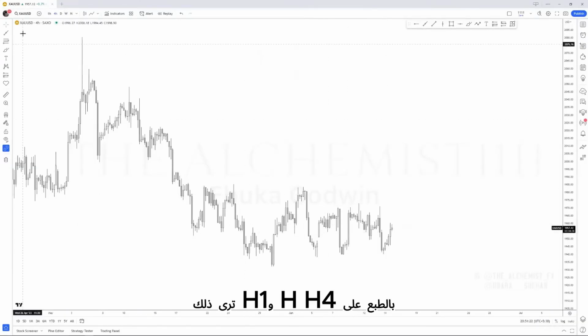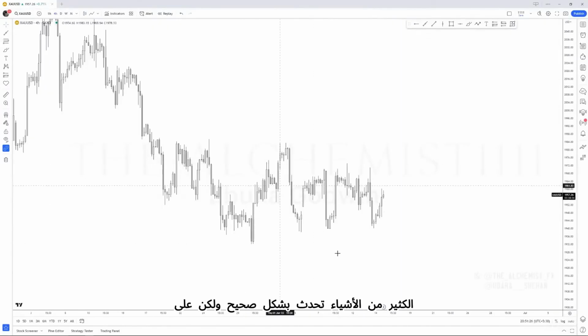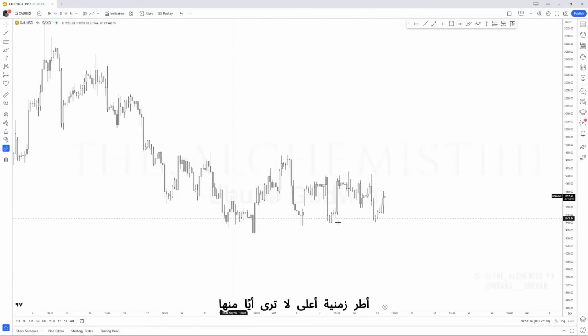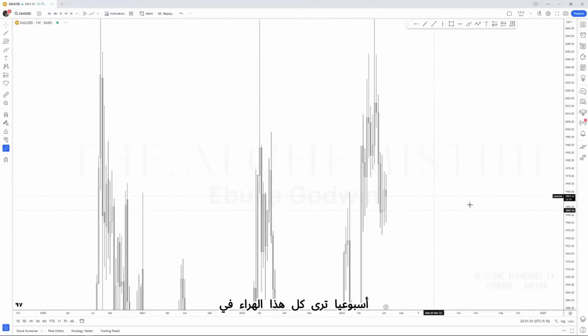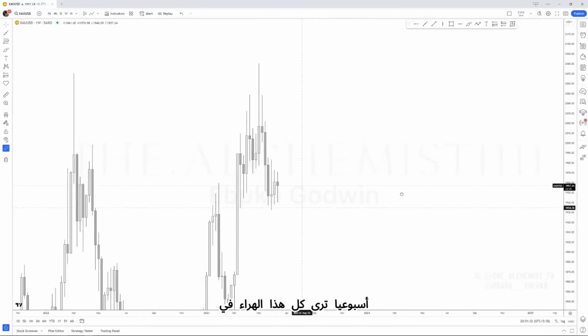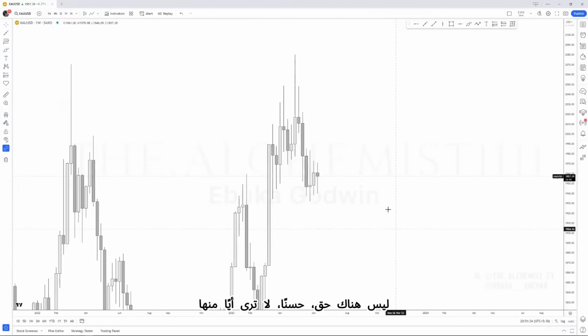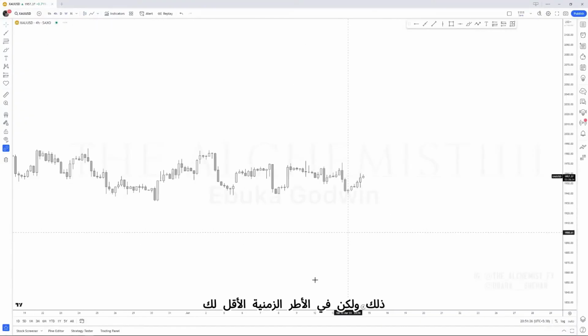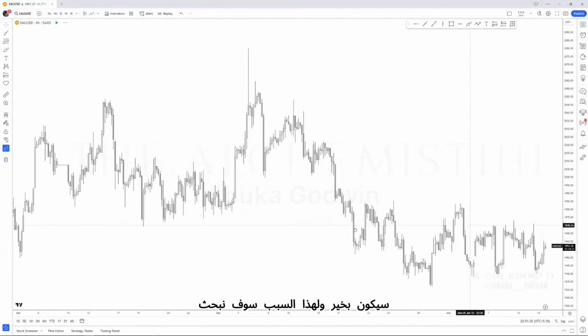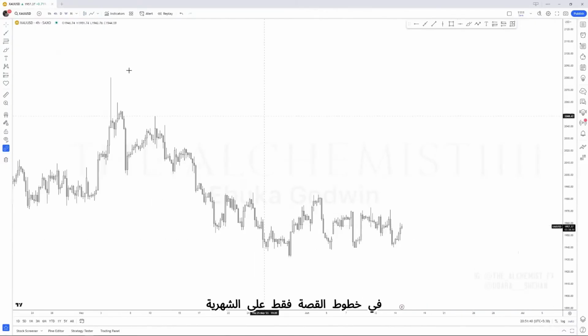Of course, on the H4 and H1, you see so much stuff happening, right? But on the higher time frames, you don't see any of this. If you go to the weekly, do you see all that nonsense in there? No. But on the lower time frames, you will. That is why we will be looking at storylines only on the monthly, weekly, and daily time frames. There are no storylines on H4 and H1. Remember that very well. Don't even make that mistake.